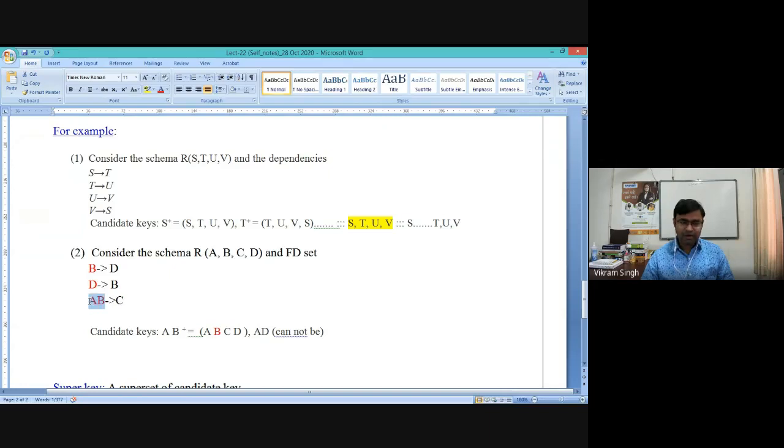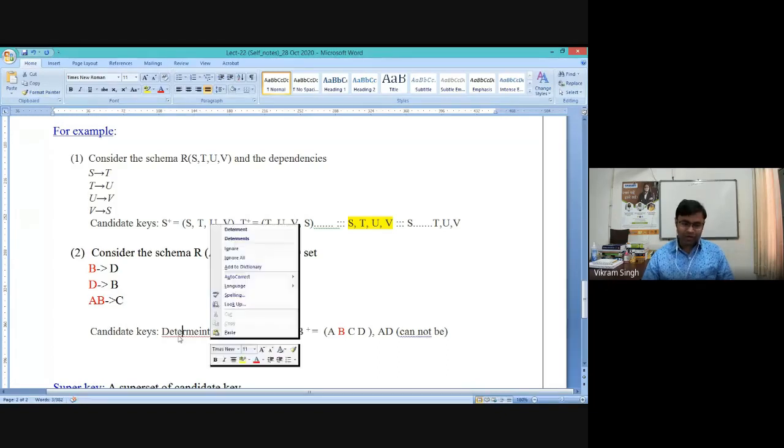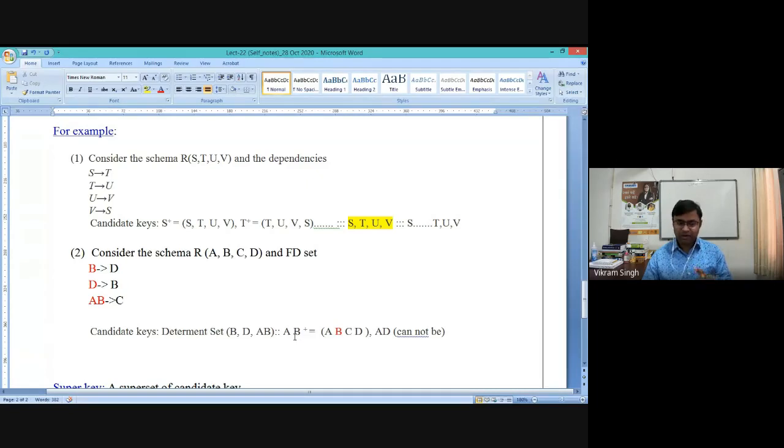We have these determinants: B, D, A, B. These are the determinant set, having these four attributes. So you can take any one from this set, B, D, AB, and try to derive everything. If any of these determinants is not able to derive all the attributes, then only you can combine more than one.